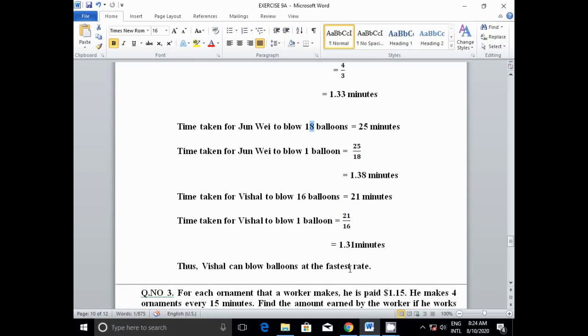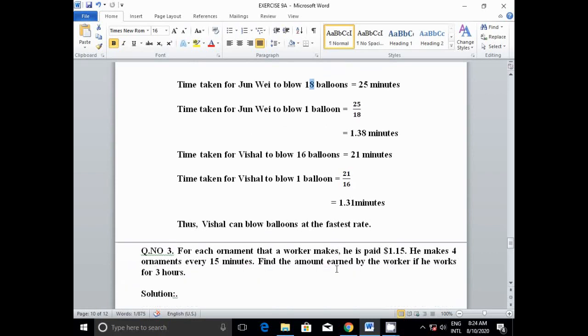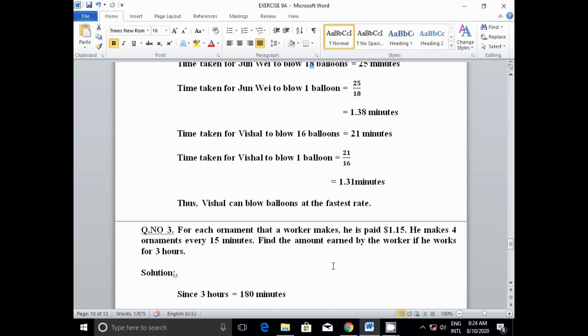Next question from this exercise 9b. For each ornament that a worker makes, he is paid $1.15. He makes 4 ornaments every 15 minutes. Find the amount earned by the worker if he works for 3 hours. Now in this question, we have been given the number of ornaments made in 15 minutes. And then the worker is paid $1.15 for each ornament he made.